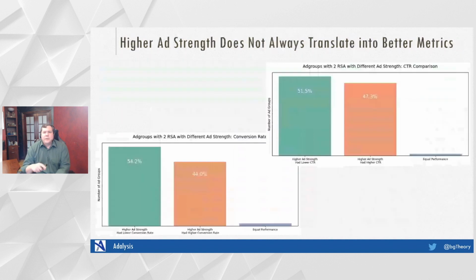That's it. In fact, what we often see is that when there are 2 RSAs in an ad group with different ad strength, the lower ad strength has better conversion rates and click-through rates, usually because it's pinned, or maybe there are fewer assets involved, and so there are fewer combinations. The machine can actually learn better.